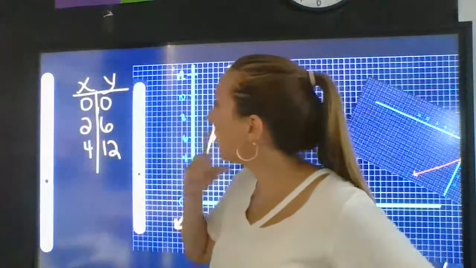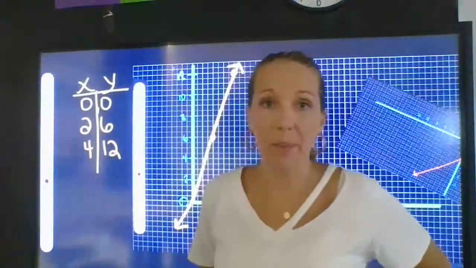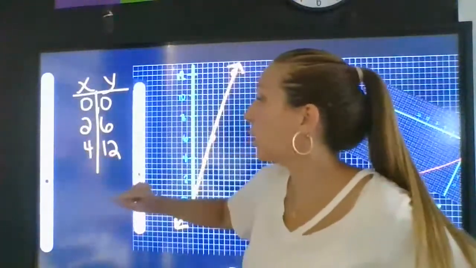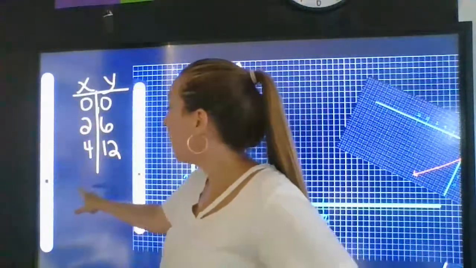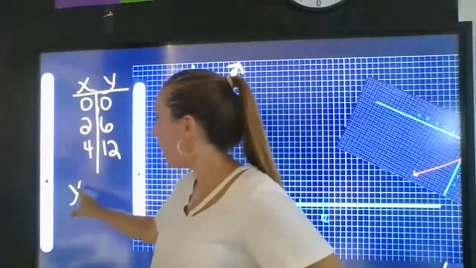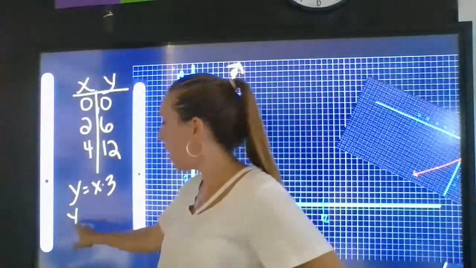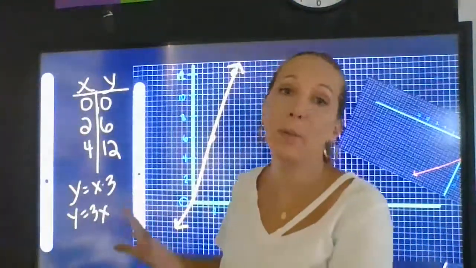So now let's go back and look at another thing. Let's try 2 times 3. So 2 times 3 is 6, and 4 times 3 is 12, and go back to 0. 0 times 3 is 0. So therefore, my function rule is y equals x times 3, but you could also write that as y equals 3x.